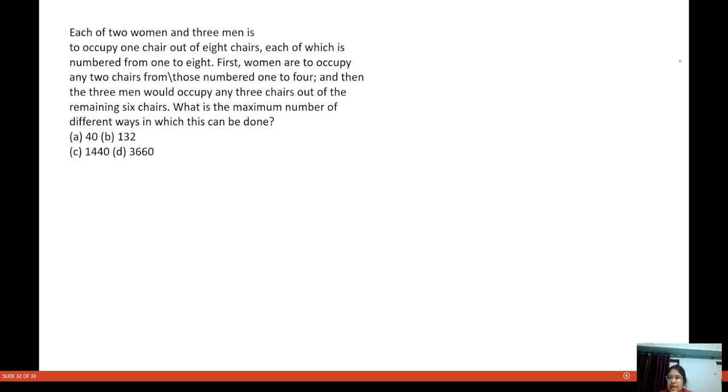Each of the two women and three men is to occupy one chair out of eight chairs, each of which is numbered 1 to 8. First, the women are to occupy any two chairs from those numbered 1 to 4, and then the three men would occupy any three chairs out of the remaining six chairs. What is the maximum number of different ways in which this can be done? So you basically have 8 chairs, numbered 1 2 3 4 5 6 7 8.